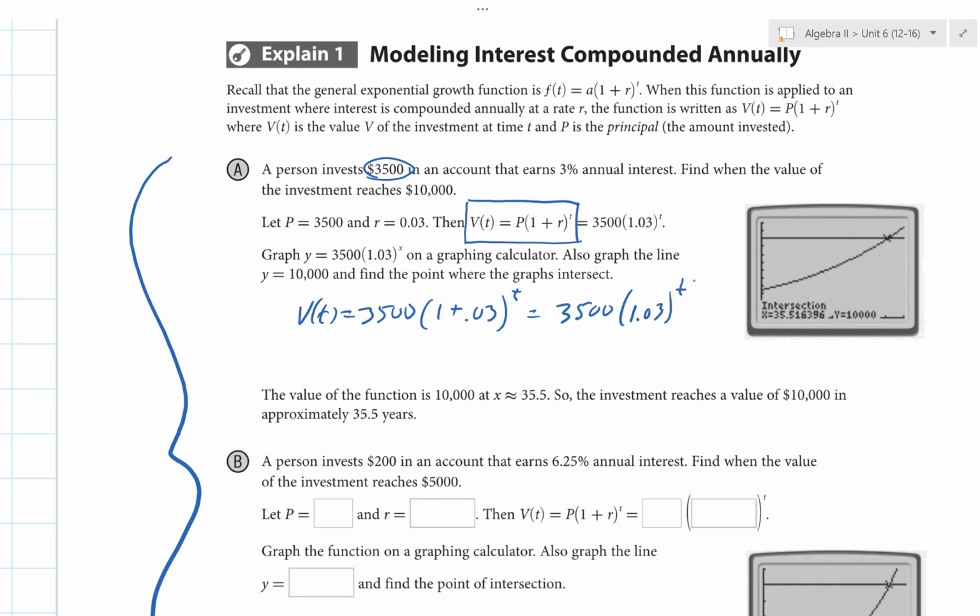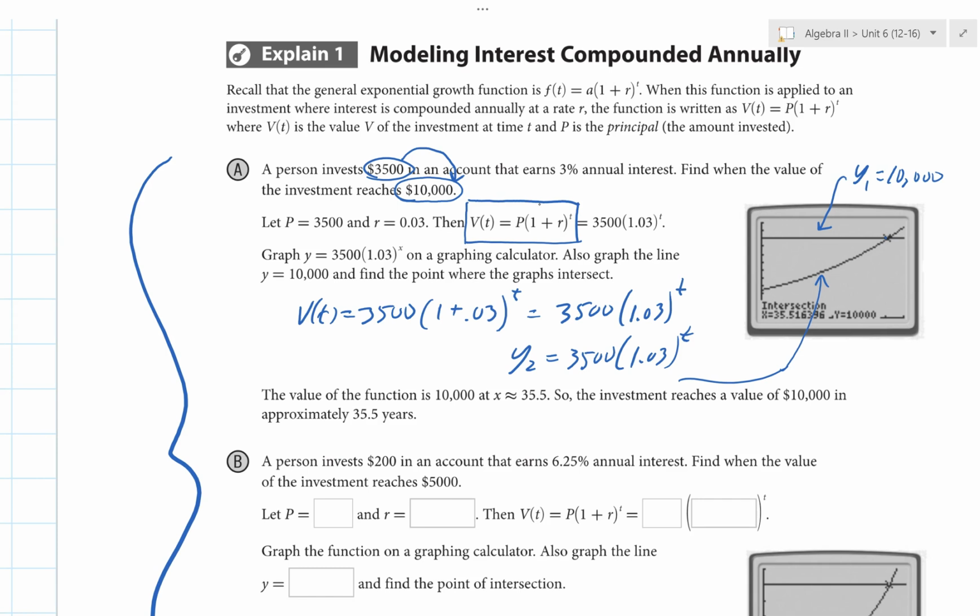And so if we want to see when that investment is going to reach a value of $10,000, okay, we invested 3,500. We want to know when it's going to eventually reach $10,000. What they did for this example is they graphed the horizontal line. This line would be, for example, y1 equals $10,000. And then y2 is this function, y2 equals 3,500 times 1.03 to the t. And then just like we did over the last couple days, we see where those two curves intersect. Okay, so we'll do one of those in just a minute.